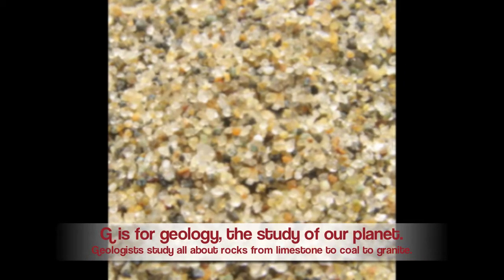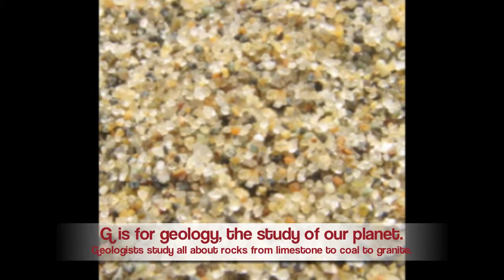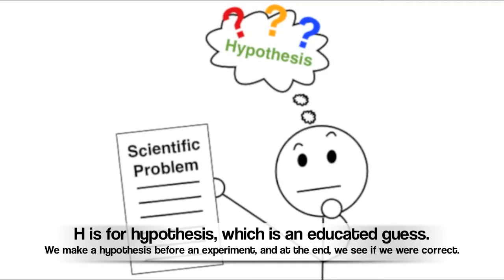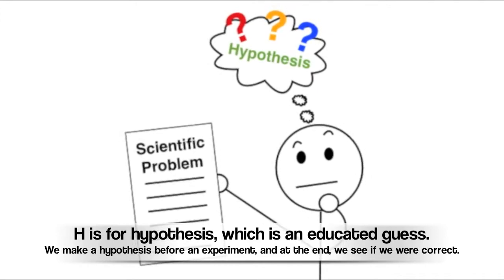G is for geology, the study of our planet. Geologists study all about rocks, from limestone to coal to granite. H is for hypothesis, which is an educated guess. We make a hypothesis before an experiment, and at the end we see if we were correct.